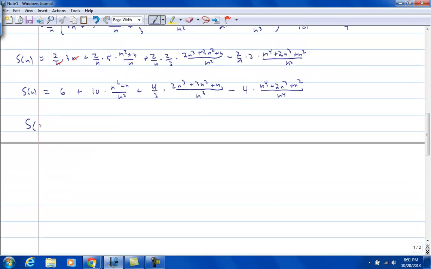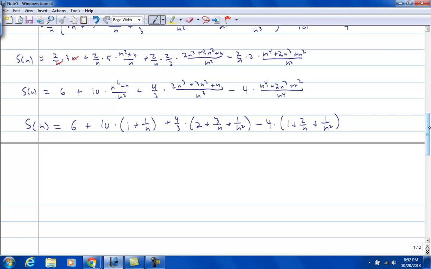And so we can simplify this a little bit, and then we're going to go to a limit next. 6 plus 10 times what? Well, if you separate this out, n squared over n squared is 1 plus n over n squared is 1 over n, plus 4/3 times 2n cubed over n cubed is 2 plus 3n squared over n cubed is 3 over n plus n over n cubed is 1 over n squared, minus 4 times n to the 4th over n to the 4th is 1 plus 2n cubed over n to the 4th is 2 over n plus n squared over n to the 4th is 1 over n squared.